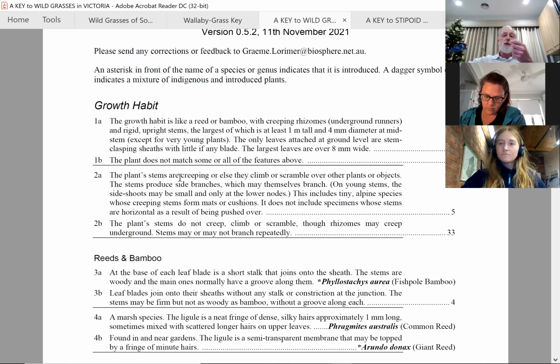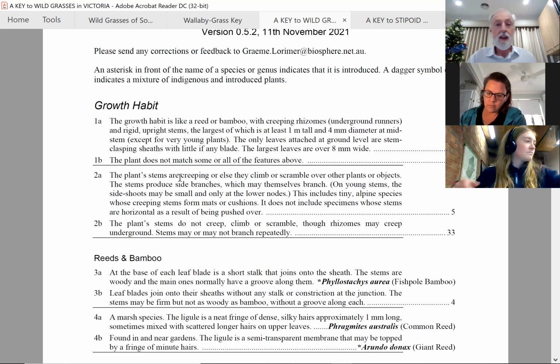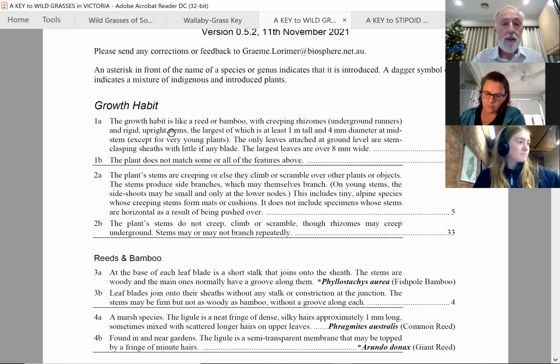Right, I've got my specimen. Okay, the key is again a dichotomous one. Oh, I should ask, has anybody got any questions or comments before we progress?